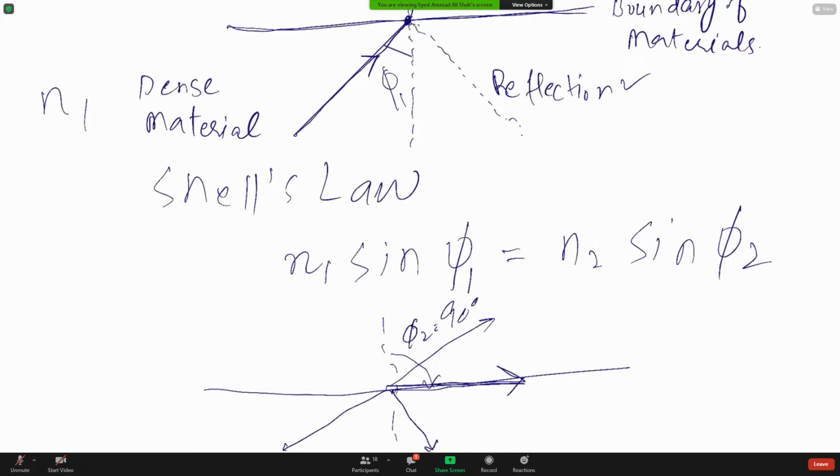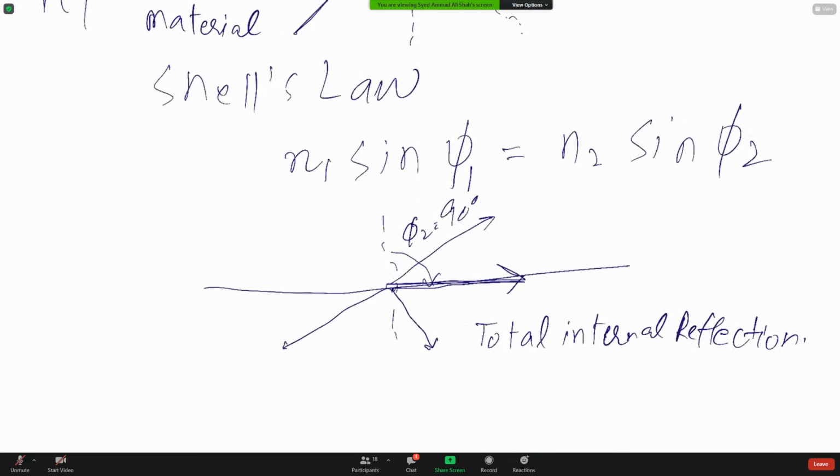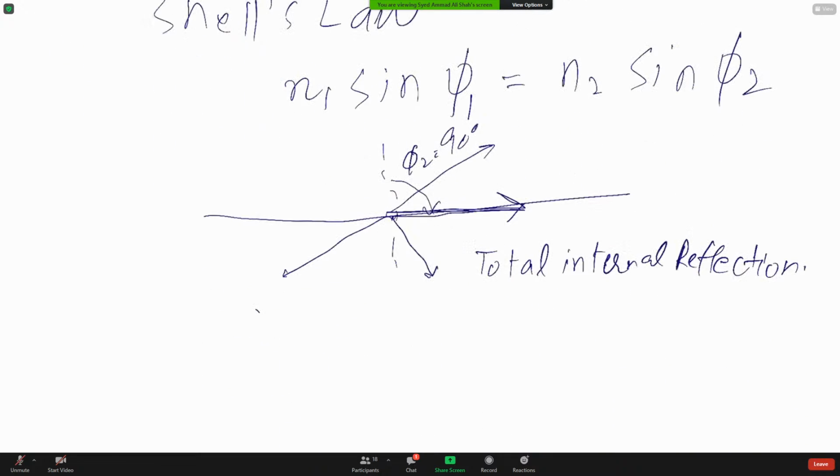Okay, and you have total internal reflection. It means phi 2 is equal to 90 degrees.